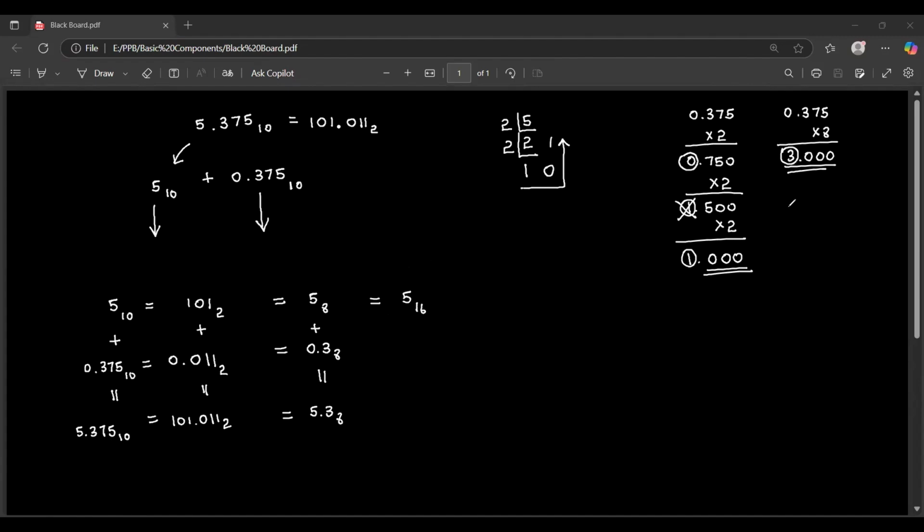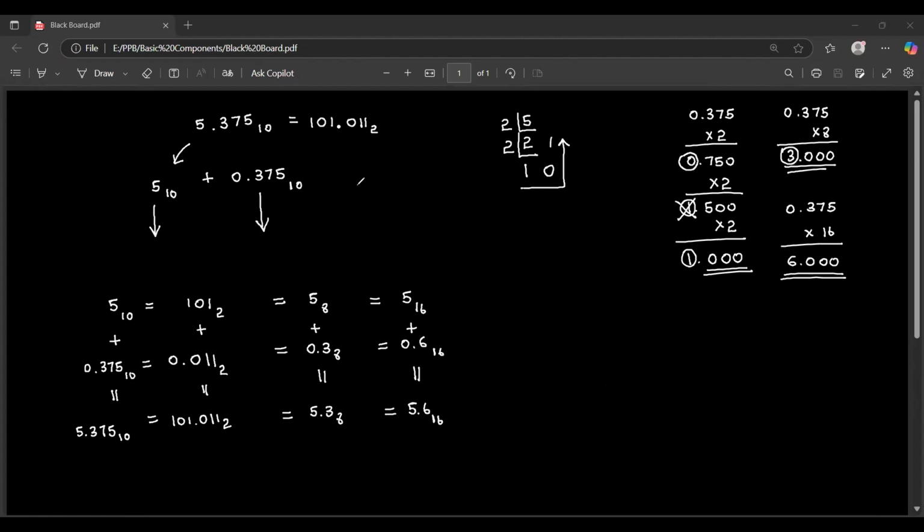Okay, now we are going to find for hexadecimal. 0.375 into 16. So that will be equal to 6.000. How do I know it's 6.000? Because if you multiply it by 8, you get 3. Well, if you multiply it by 16, you have to get 6, because 16 is twice 8. Yeah. So it will be equal to 0.6 to the base 16. So you can write this down. Okay. If you add these two, you will get 5.6 to the base 16.